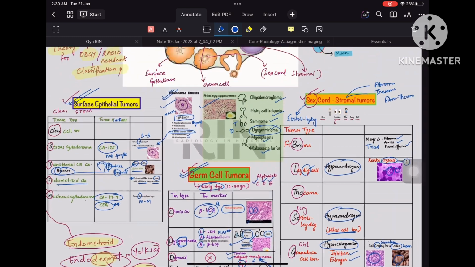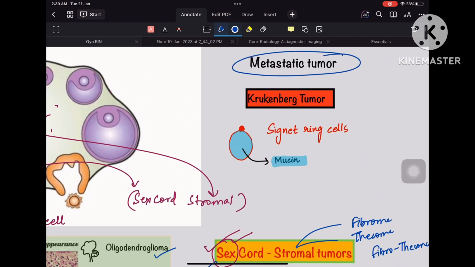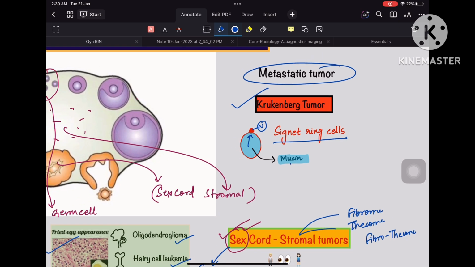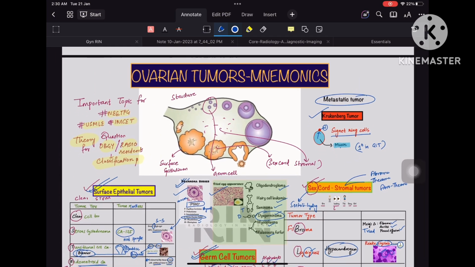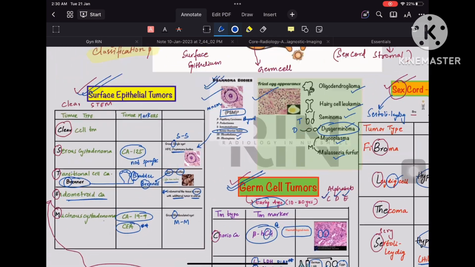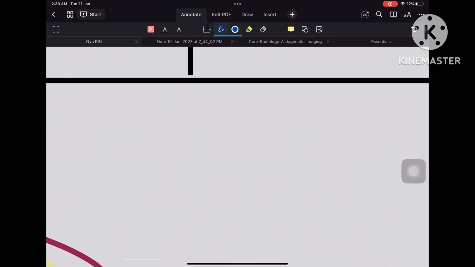And last but not least, there is one category called metastatic tumor, otherwise called Krukenberg tumor, which has signet ring cells in it. The large amount of mucin within the cell displaces the nucleus to the periphery, giving it a signet ring cell appearance. Usually, the primaries for the Krukenberg tumors are from the GI carcinomas. So this altogether constitutes ovarian tumors in a nutshell.